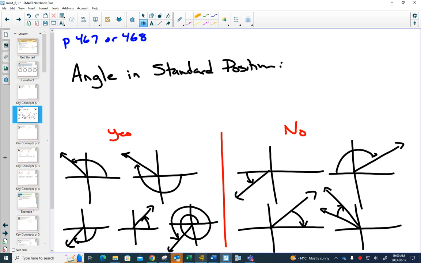So I want you to look at the pictures of the ones that are yes and the pictures of the ones that are no. And from those pictures, see if we can come up with the definition. What does it mean for an angle to be in standard position? See if this makes sense.